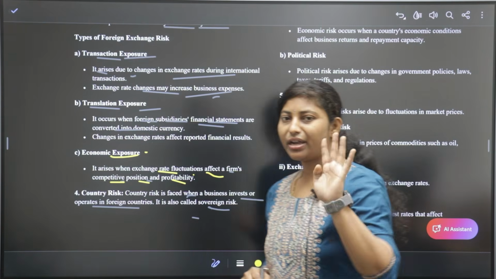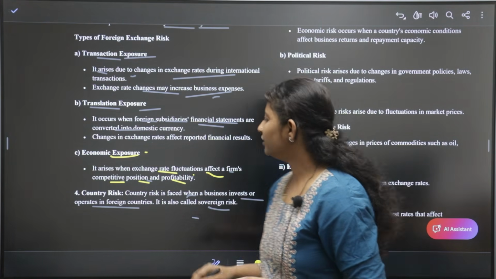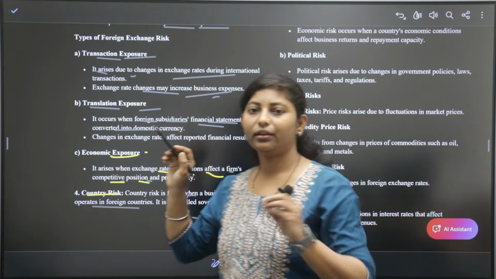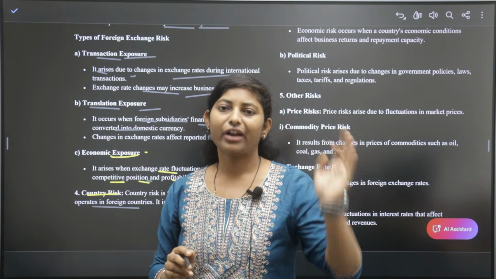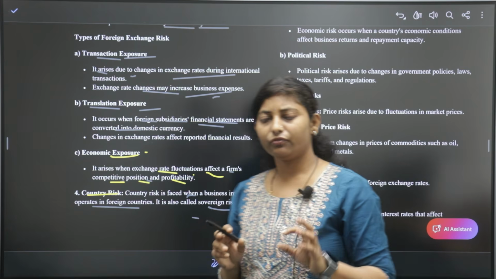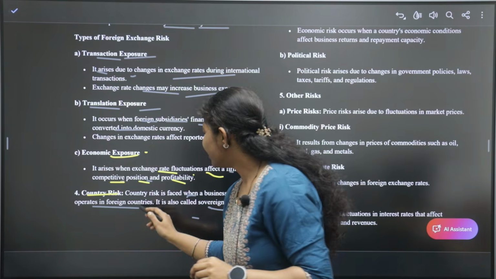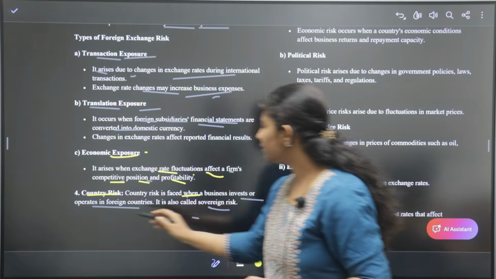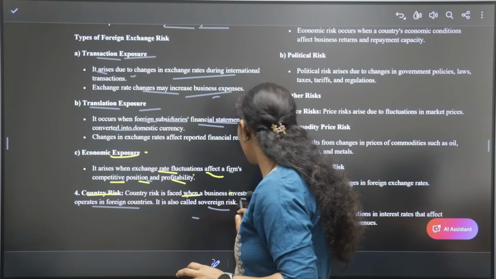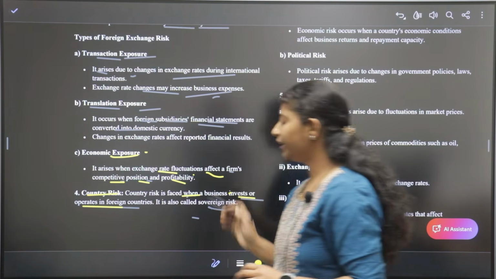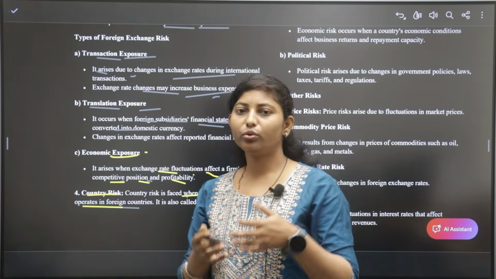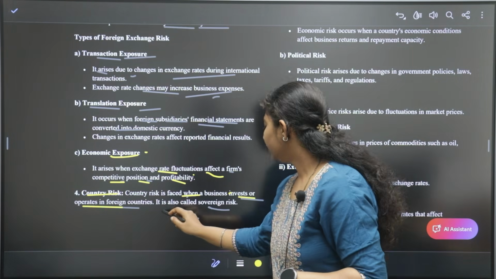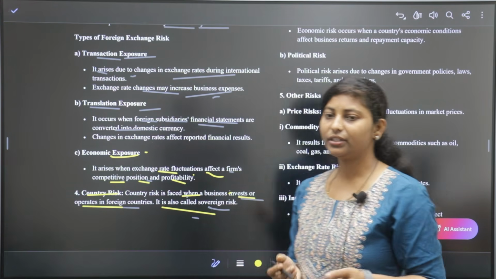Next, the major fourth type of risk is country risk. If you are doing international-level transactions and international connections, then you will face this country risk. Country risk is faced when a business invests or operates in foreign countries. When the business invests or operates in foreign countries, it is also called sovereign risk.